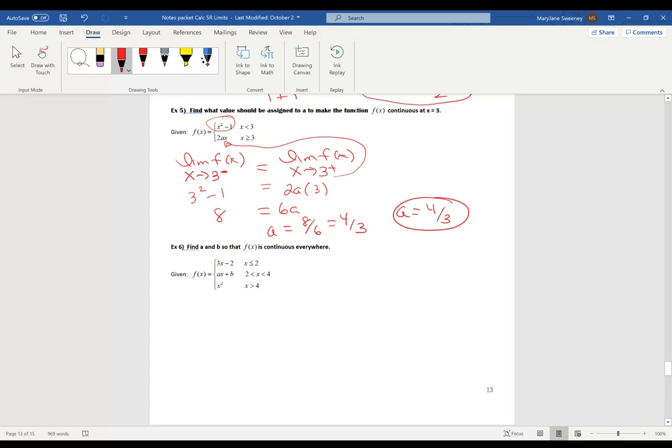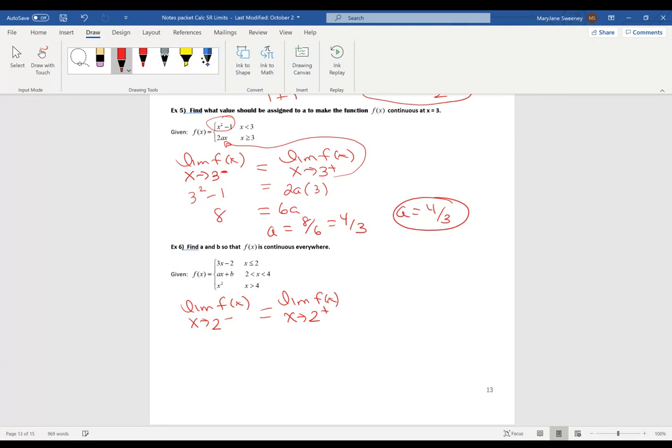Find a and b so that f of x is continuous everywhere. This is the last one. So in order to be continuous everywhere, I have to make sure there's no jump in the graph at 2, and I have to make sure there's no jump in the graph at 4. With a piecewise function, that's where there could be places of discontinuity, wherever the interval changes. So I would have to do the limit of f of x as x approaches 2 from the left.